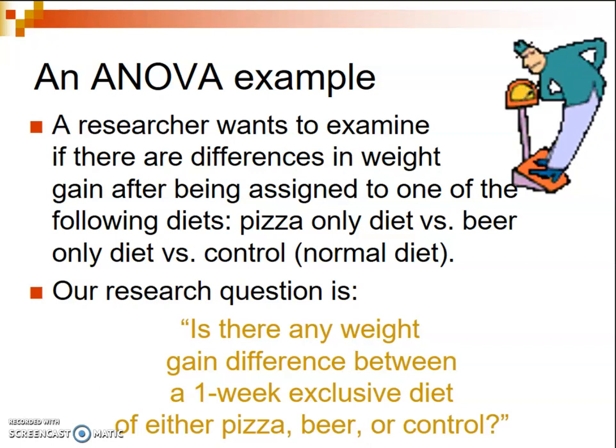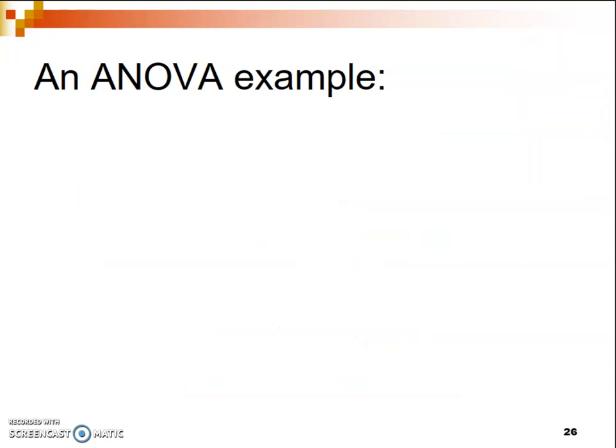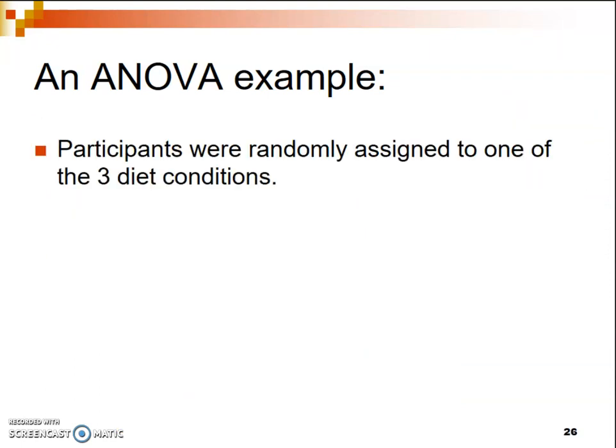I'm just going to see how much weight gain you have after a week. So, in this example, we have participants who are randomly assigned to one of those 3 diet conditions. So again, our 3 different diet conditions were pizza-only diet, beer-only diet, or the control group.